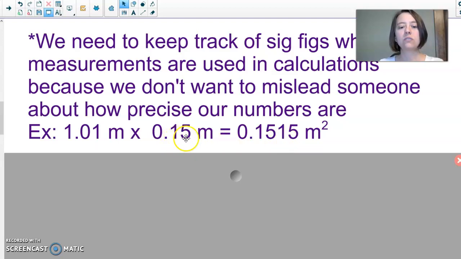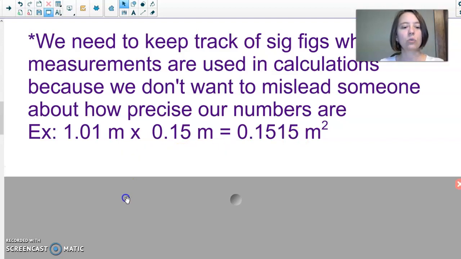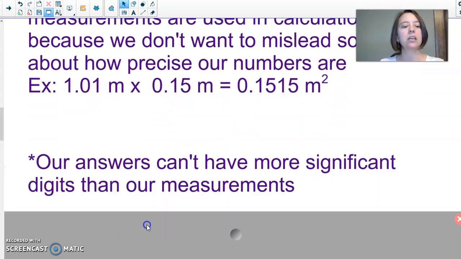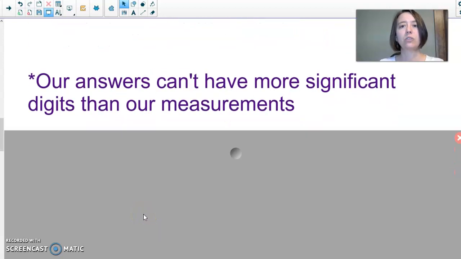I know to the hundredths of a meter here and the hundredths of a meter here, and I'm telling people that I know to like the 10,000th of a square meter, and I don't. I don't know a number that's that precise. So we don't want to lie to people in chemistry. If you've watched the significant figures video with Hank Green, you will know what he does to liars in chemistry. It's not that severe, but I do need you to know your significant figures. So our answers cannot have more significant digits than our measurements.